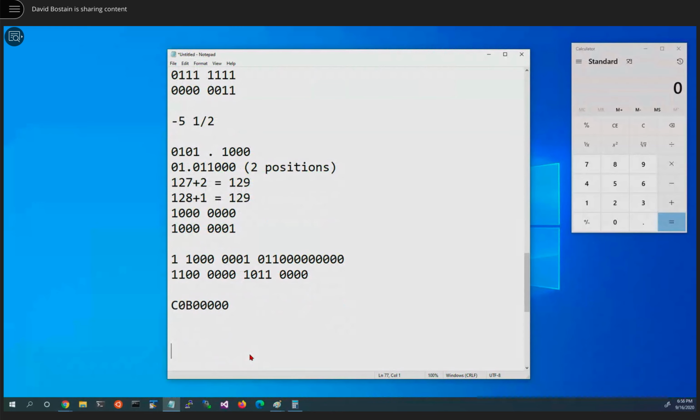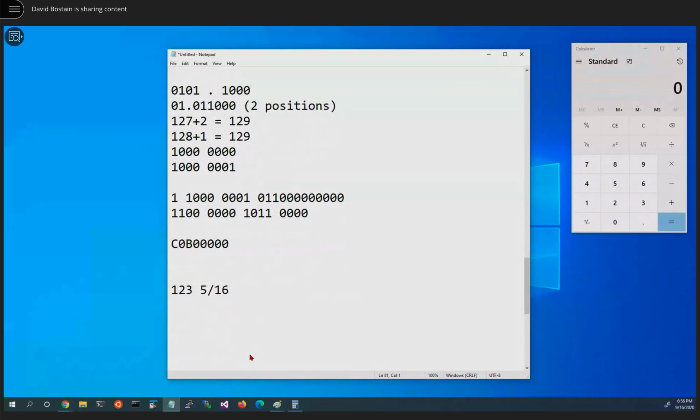Okay, let's encode. I've got a list of numbers here that I've used before, just because I kind of liked them. How about 123 and, I don't know, 5/16. I think I like this one because I think it's on the exam actually. Maybe disguised a little bit.